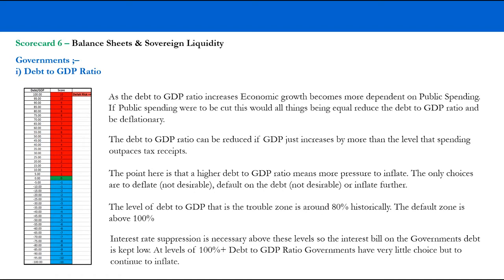And when you get to these types of levels, the suppression of interest rates is very necessary above these levels, so the interest bill on the government's debt is kept at a minimum. At levels of 100% plus debt to GDP ratio, governments have very little choice but to inflate, because the other two options, deflate or default, are not desirable at all.